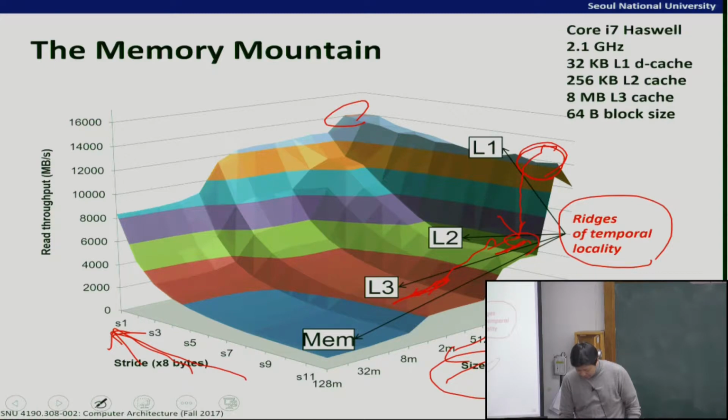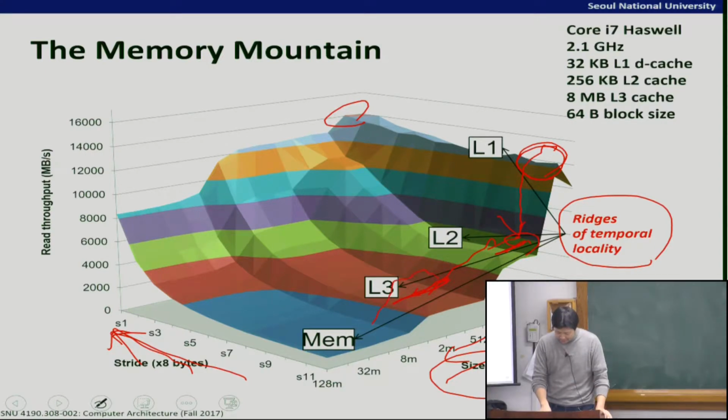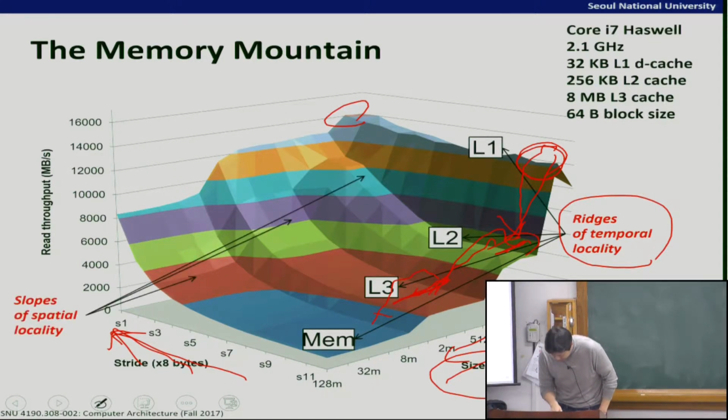And then eventually, if your memory footprint is larger than the L3 cache size, then it won't fit in the cache, and you go off chip. That's the reach of temporal locality. So there will be some discontinuity here, depending on whether your array fits in the L1 cache, L2 cache, or L3 cache, and so on. And the second thing to note is the slope of spatial locality.